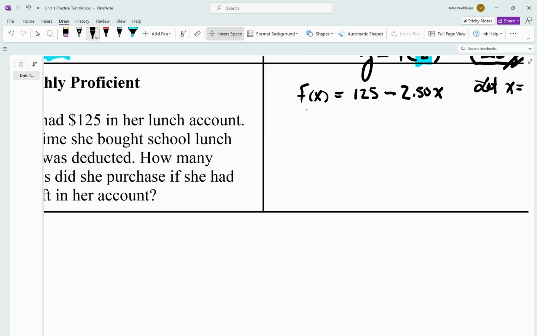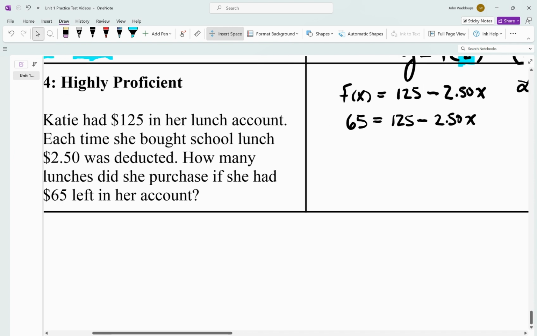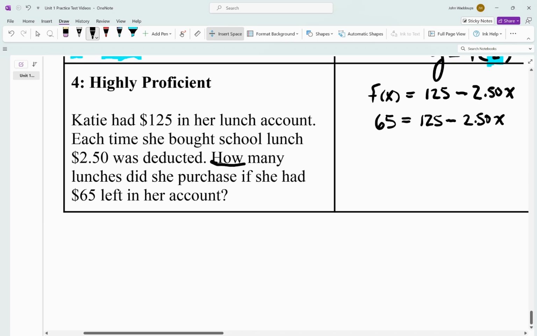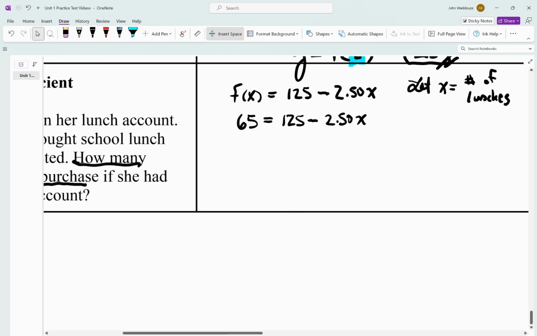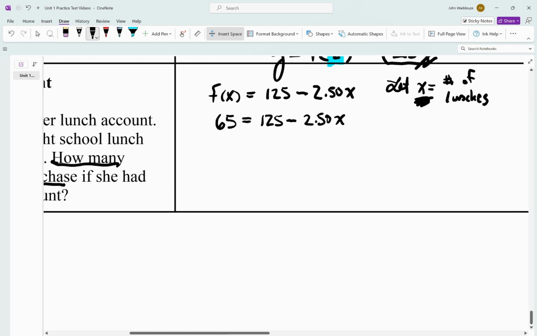And now we can make a substitution. How much money did she have? She had $65 in her account. And that's equal to the 125 less how many lunches she had at $2.50 each. So we can solve that for x. That x is the number of lunches that she had, and that's the question: how many lunches did she purchase? Once we've found x, then we have found the number of lunches.